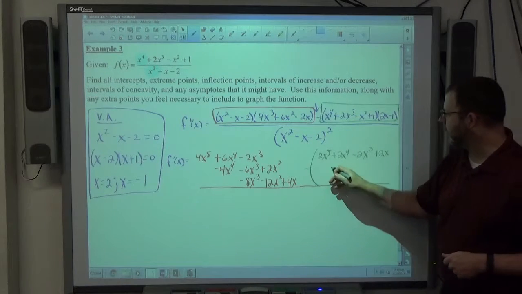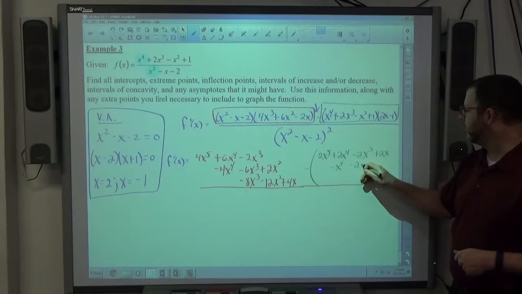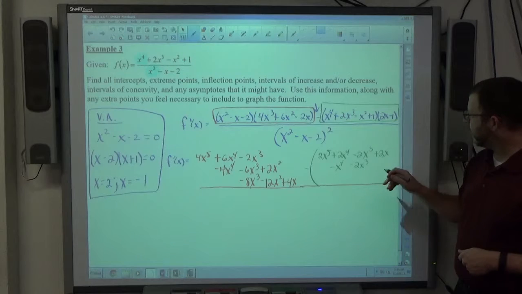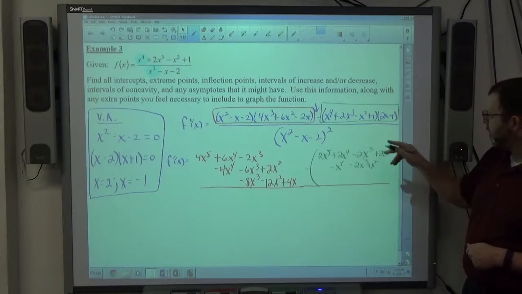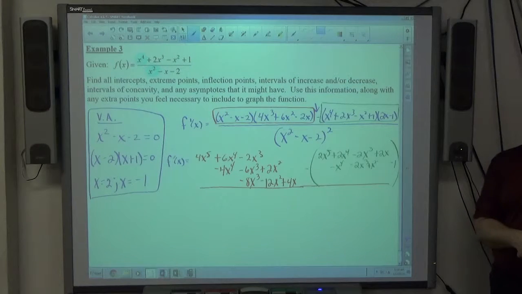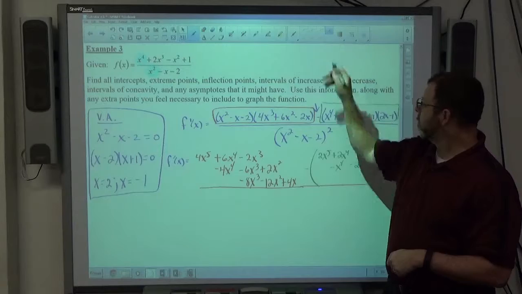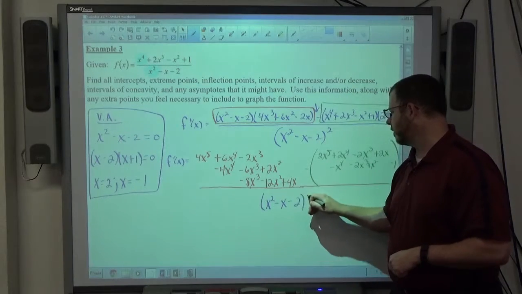Negative 1 times x to the 4th is negative x to the 4th. Negative 1 times 2x cubed is negative 2x cubed. Negative 1 times x squared is positive x squared. I'm going to sneak that in there because I don't have a like term. Negative 1 times 1 is negative 1. Over the square, what's below? Nothing happens to that. X squared minus x minus 2, squared.